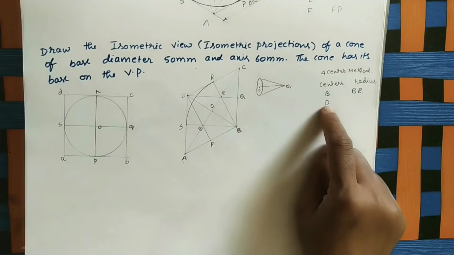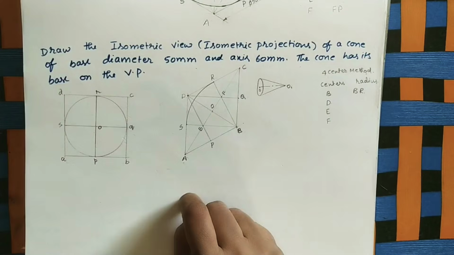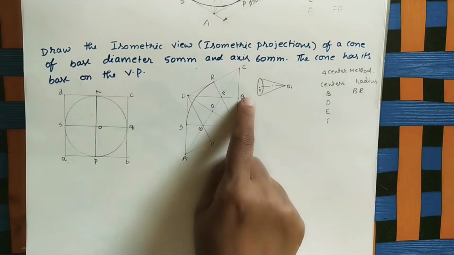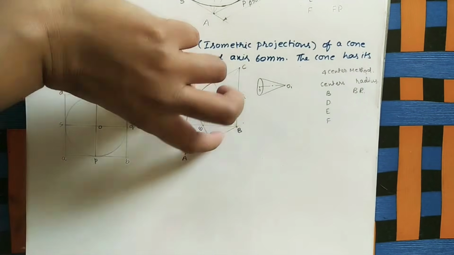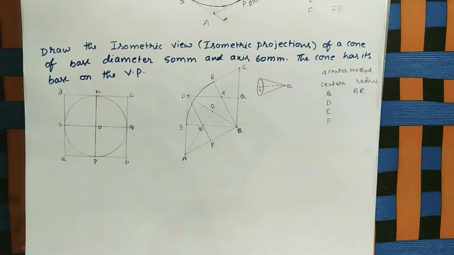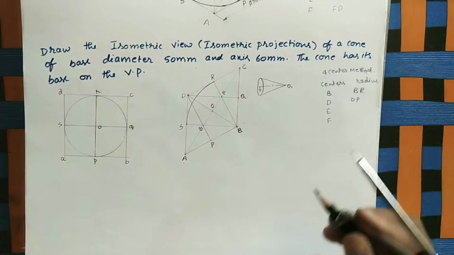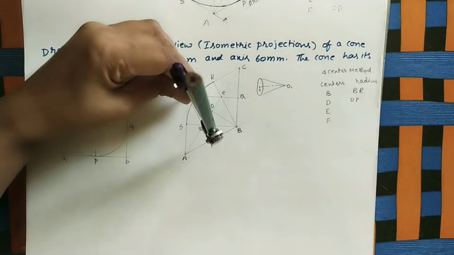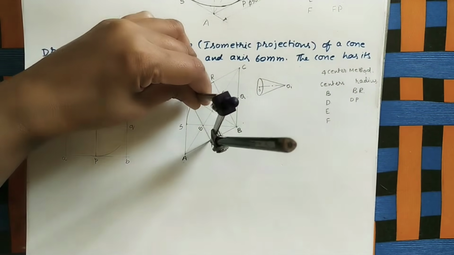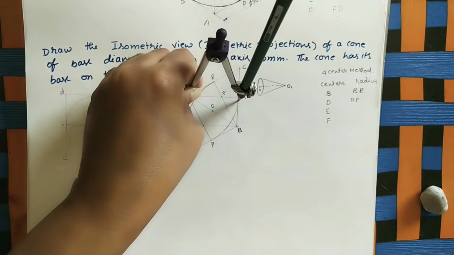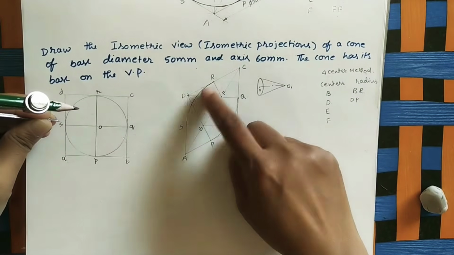Next, D is the center. What is the radius? DP or DQ is the radius. So here we will get an arc like this. Okay, so write down here DP is the radius. So D center, DP radius. We will get one arc here, one arc here.